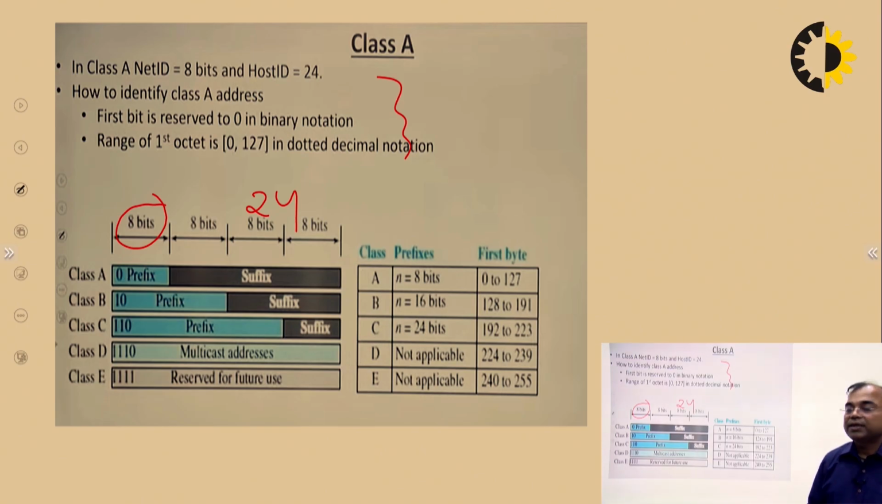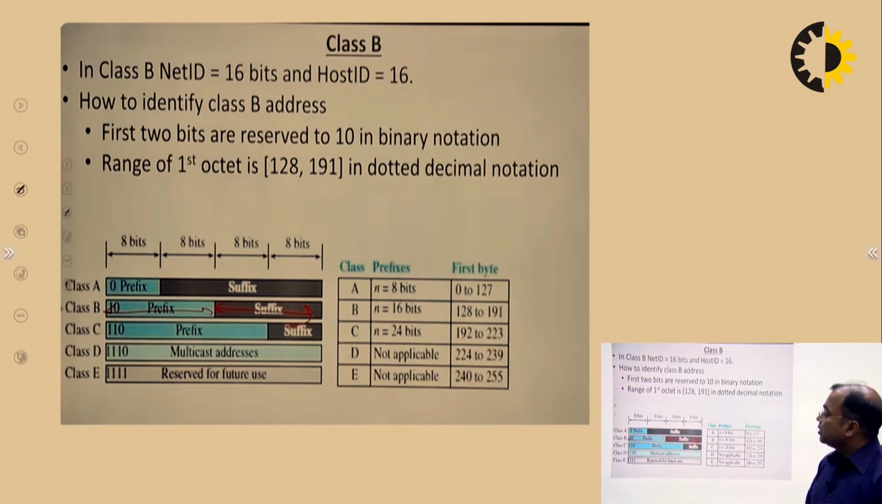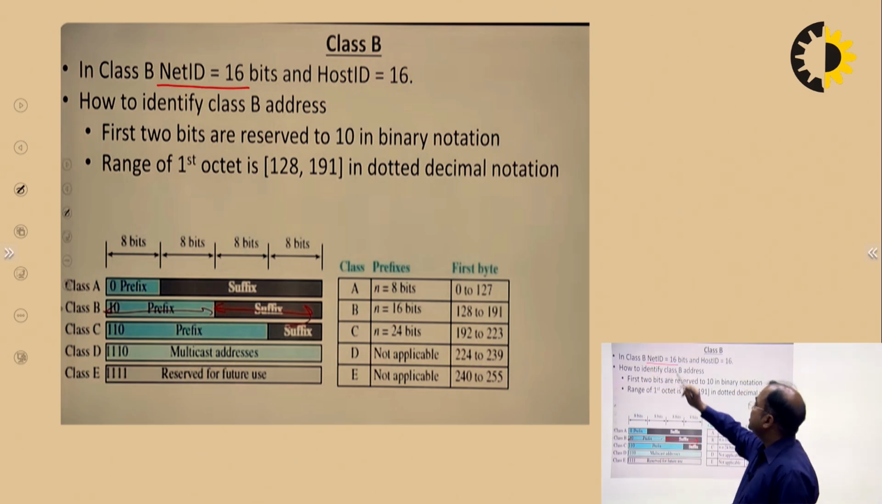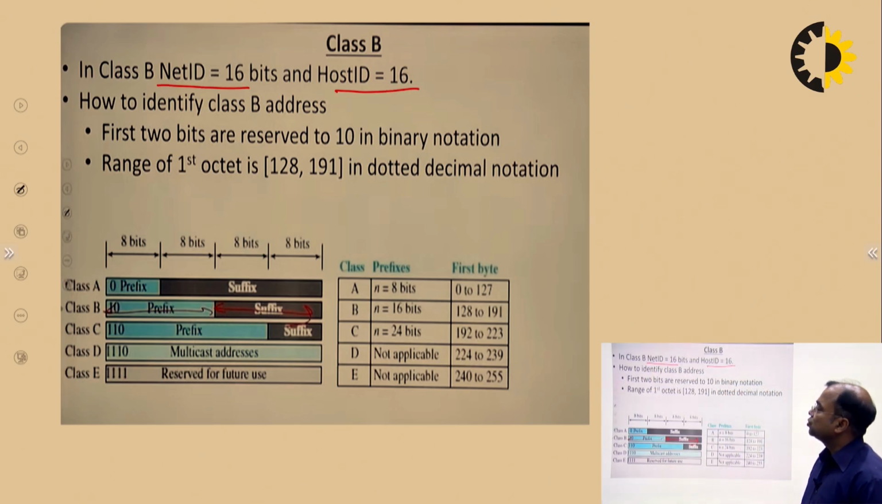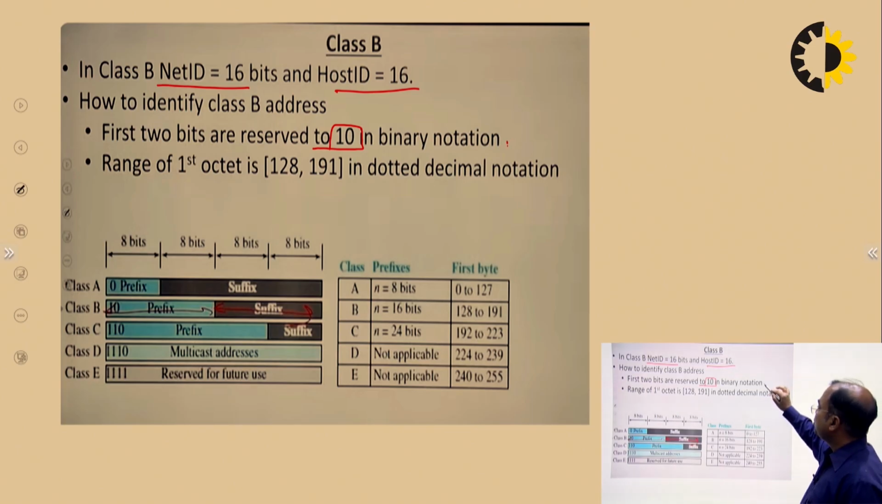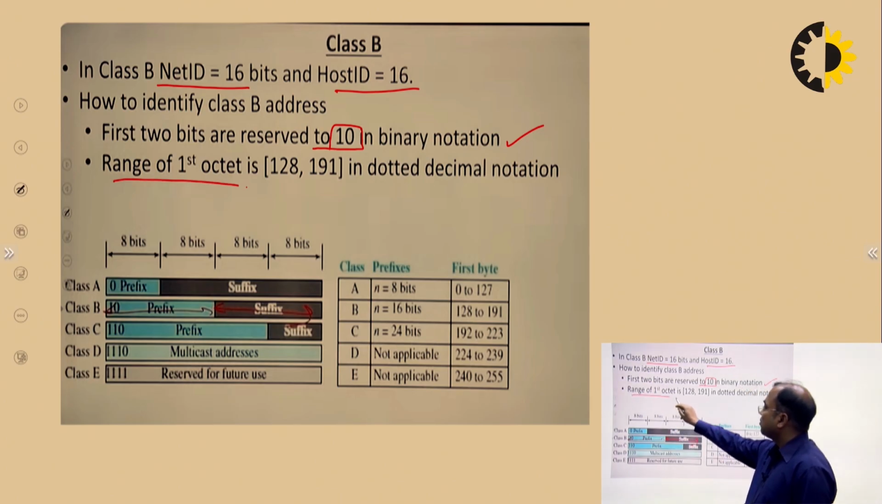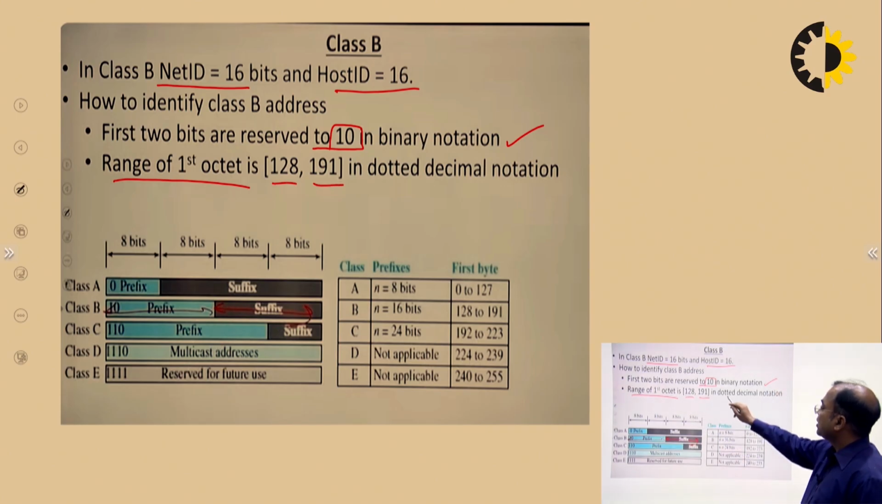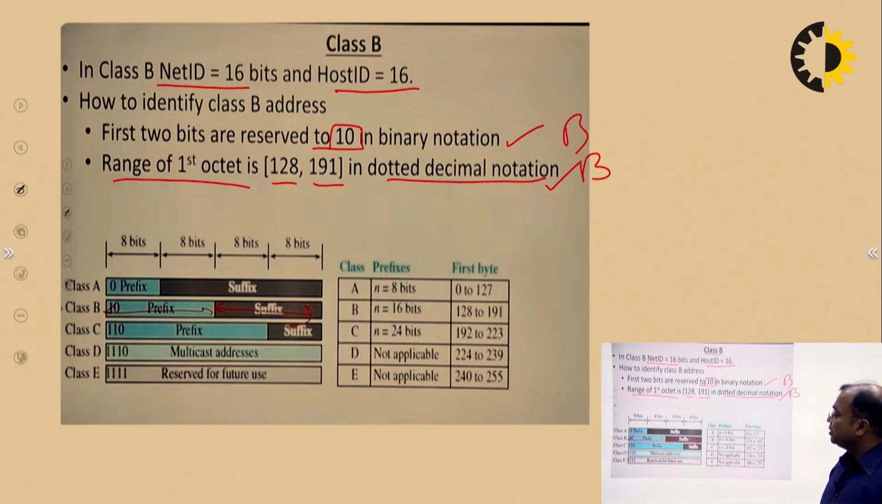Likewise, if we are concerned with class B, then we have a network ID of 16 bits and a host ID of 16 bits. So how to identify this? The first bits must be reserved as 10. If it is 10 in binary notation, we can say it belongs to class B. And the range of the first octet is between 128 to 191 in dotted decimal notation, then it belongs to class B. So after seeing these, we can say which class it belongs to.